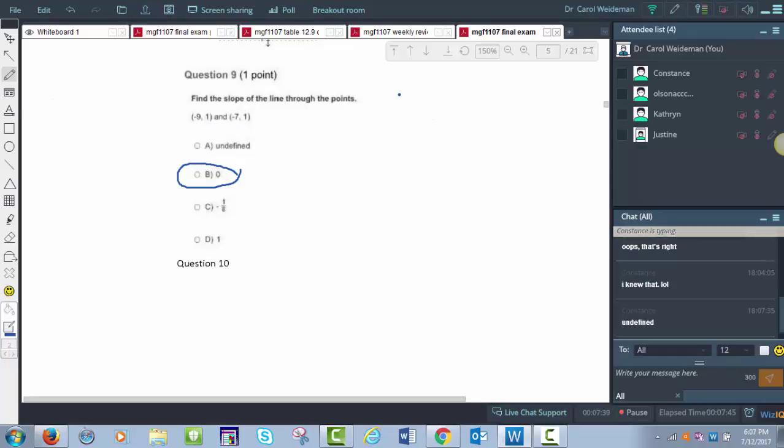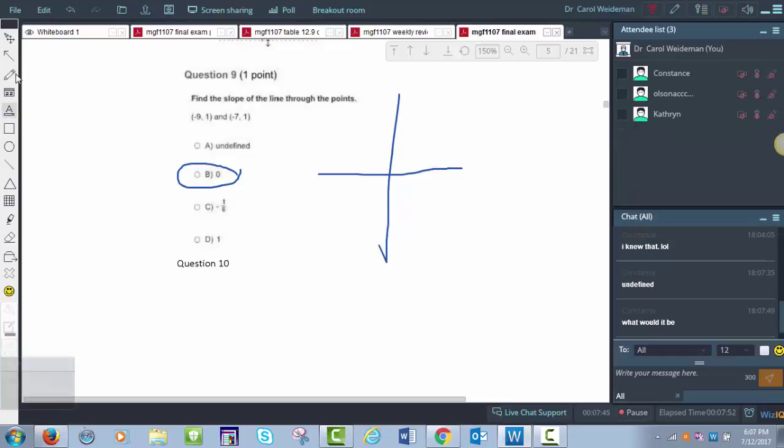So actually, I can do a quick little graph too. Let me change the color. Oops, wrong one. I'm going to get a different color. Uh-oh, Justine got knocked off. She might have bad weather where she is.